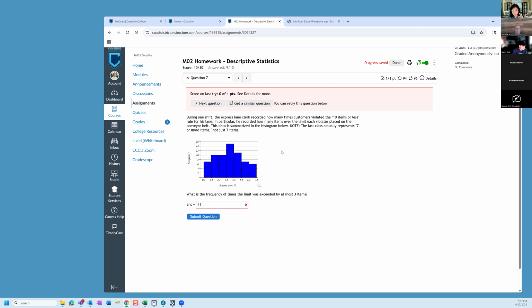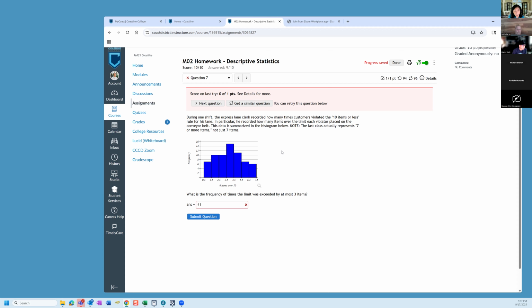Then the question is asking what is the frequency of the times the limit was exceeded by at most 3. So we have to remember the algebra. We did all the word problems there. When we see "at most," that means the maximum is 3, but not just that 3. You have to count 3 or 2 or 1, just going down like that. So at most, up to the 3.